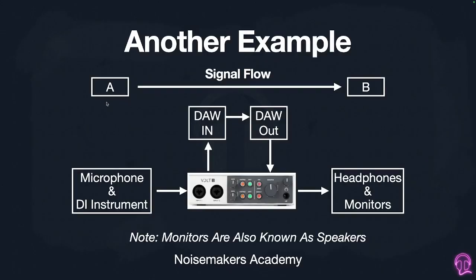Okay, so let's take a look at another type of audio interface. So here's another example. Again, we have the signal flow going from A to B. Okay, so we have a microphone and or a DI instrument. That's going to go into an input, okay? And that input is going to go straight into your DAW. And then that sound that the DAW captures is going to come out of the audio interface into your headphones or your monitors. And just to note, monitors are also known as speakers or studio monitors.